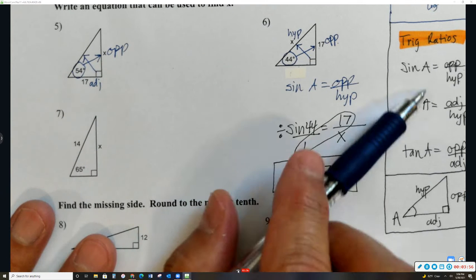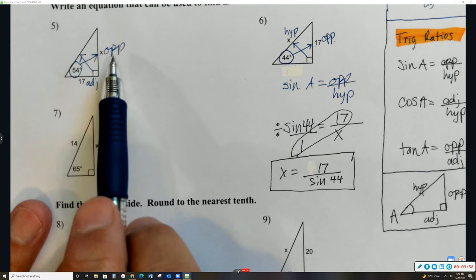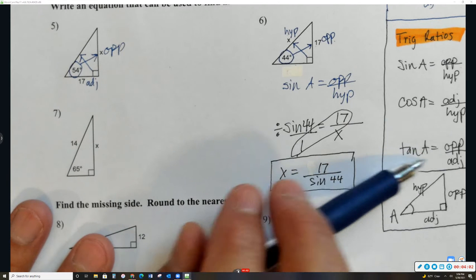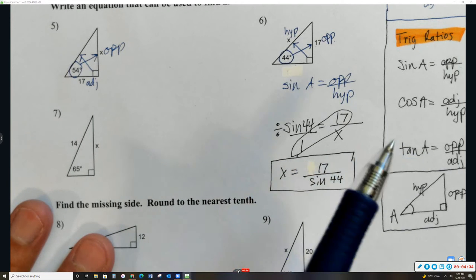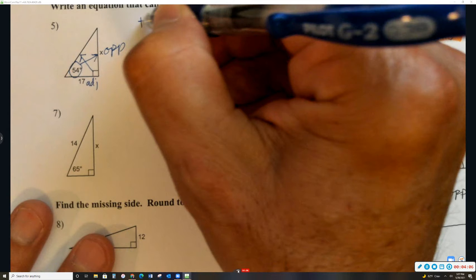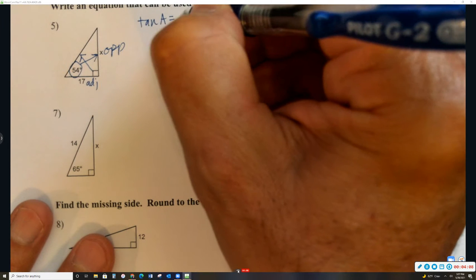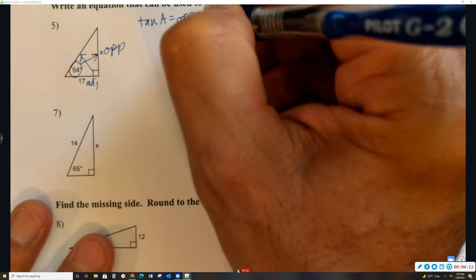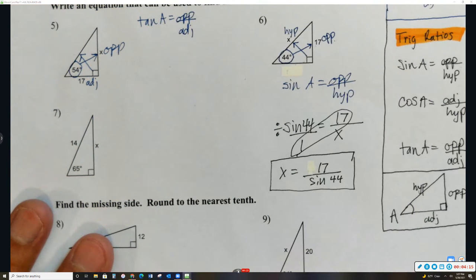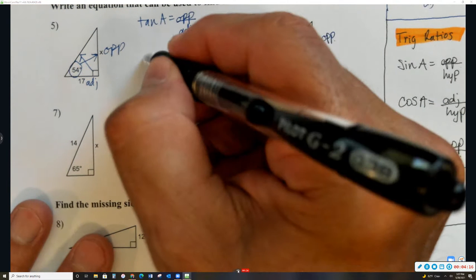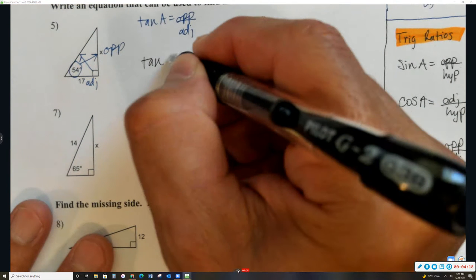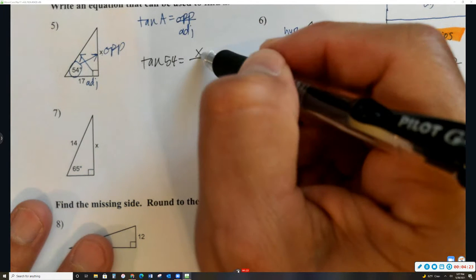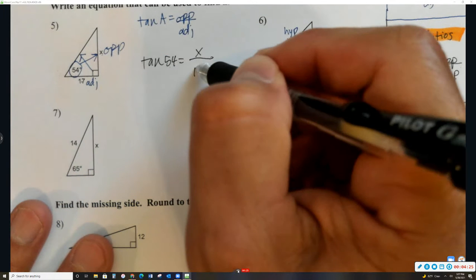So then I look over here at the trig ratios and ask, which one uses opposite and adjacent? Well, that's this one. Tangent uses the opposite and the adjacent side. So it looks like this. Tangent of angle A is the length of the opposite side divided by the length of the adjacent side. Now I'm going to look at my diagram to fill everything in. A is 54. Again, that's the angle measure. Opposite length is x. Adjacent length is 17.